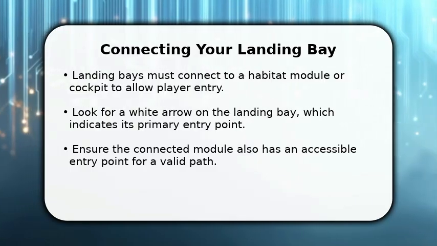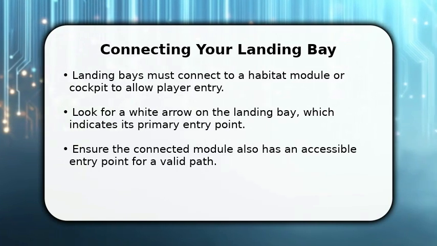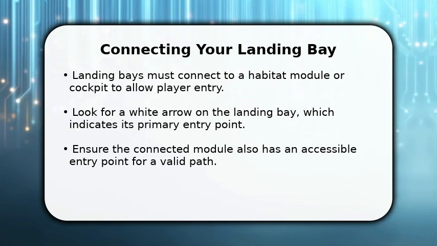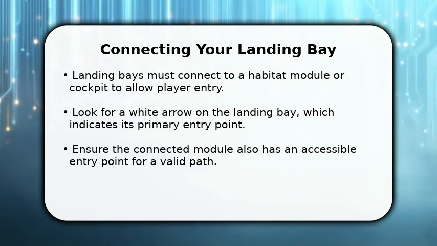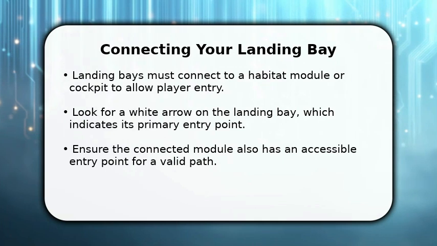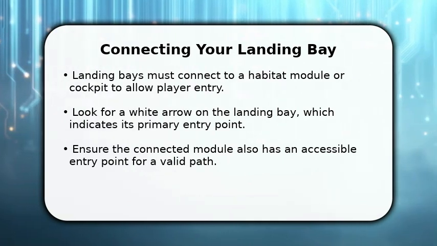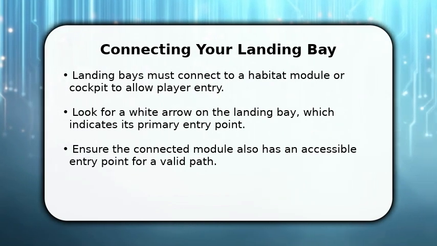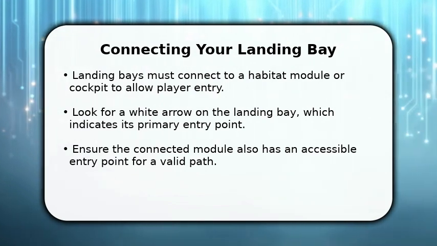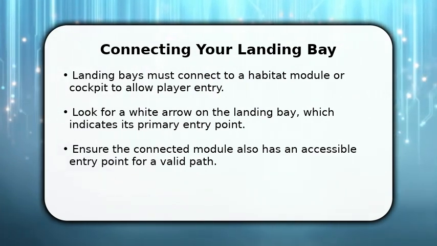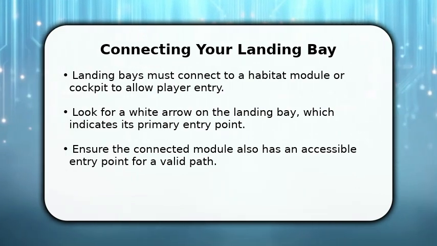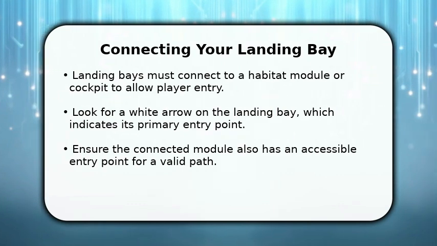In this video, I will explain how to connect a landing bay to a cockpit in Starfield. First, understand that your landing bay needs a clear internal path to your cockpit. Each landing bay has a specific entry point, often marked by a white arrow, which must align with an accessible connection on an adjacent module. This ensures you can physically walk from the bay into your ship's interior, and ultimately, to the cockpit. Without this proper connection, you will encounter a flight check error.